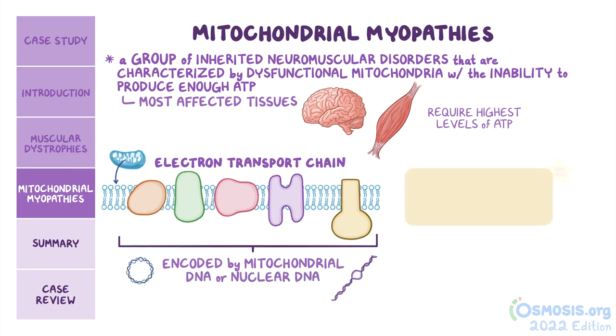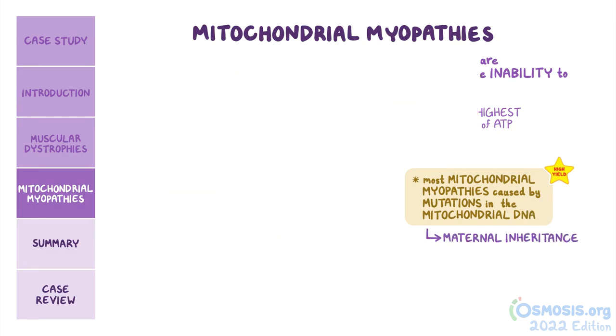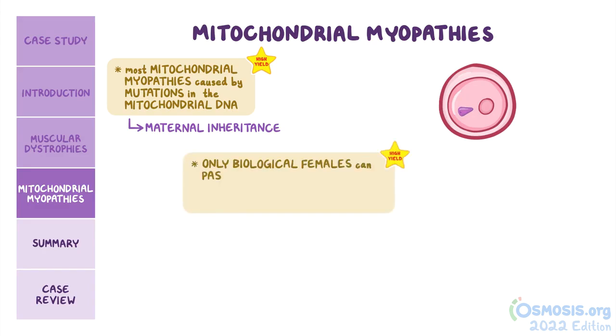So what's high yield is that most mitochondrial myopathies are caused by mutations in the mitochondrial DNA, which follows maternal inheritance. This is because during fertilization, the father's mitochondria are left behind while the sperm's nucleus alone enters the egg. For your exams, it's important to note that since mitochondrial DNA is maternally inherited, only biological females can pass mutations to their children.